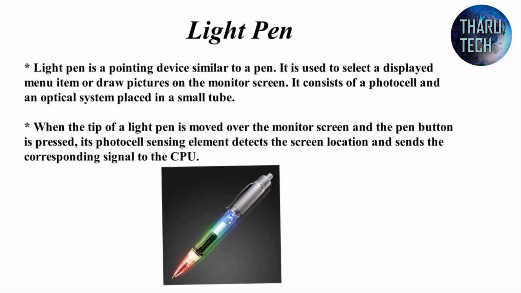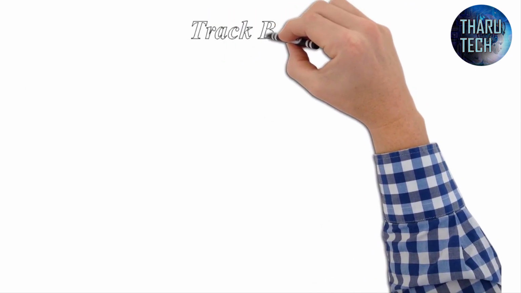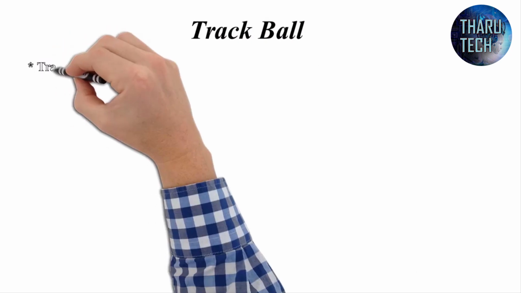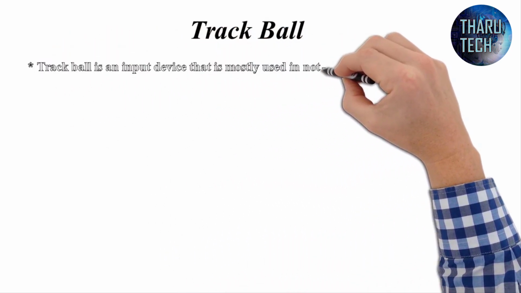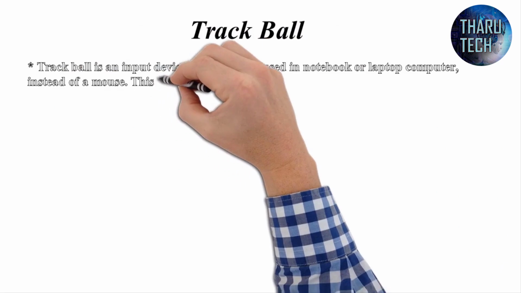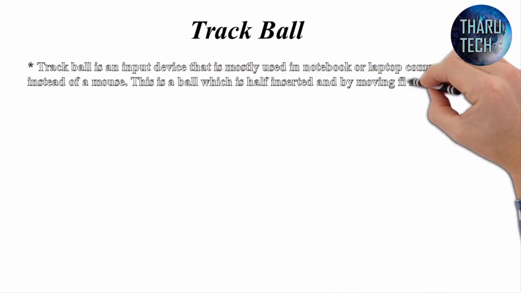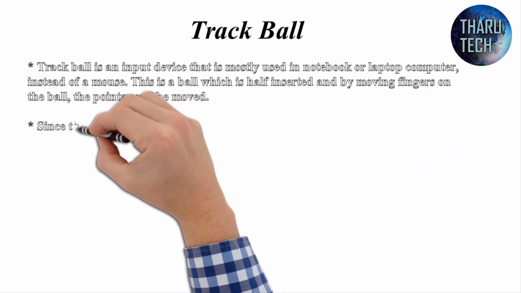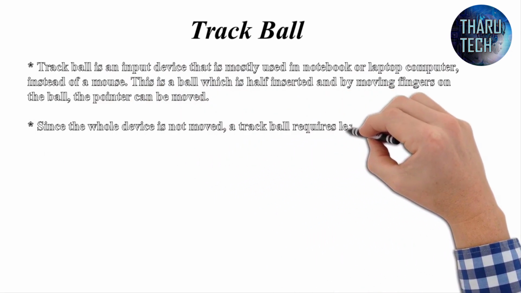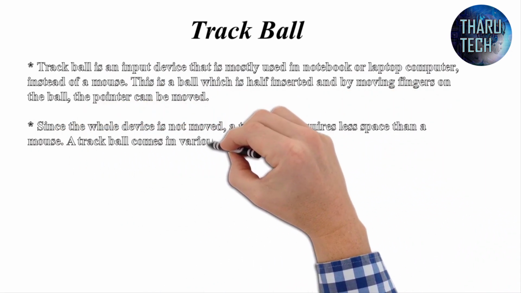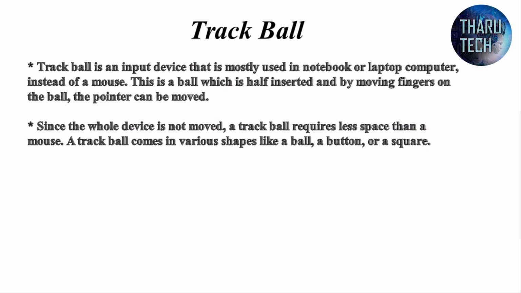Trackball. Trackball is an input device that is mostly used in notebook or laptop computers, instead of a mouse. This is a ball which is half inserted, and by moving fingers on the ball, the pointer can be moved. Since the whole device is not moved, a trackball requires less space than a mouse. A trackball comes in various shapes like a ball, a button, or a square.